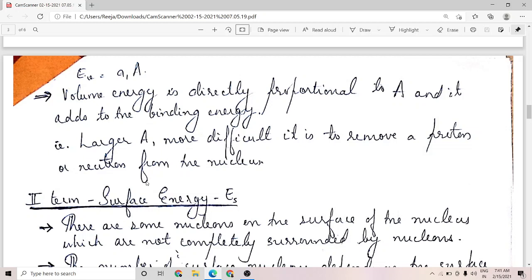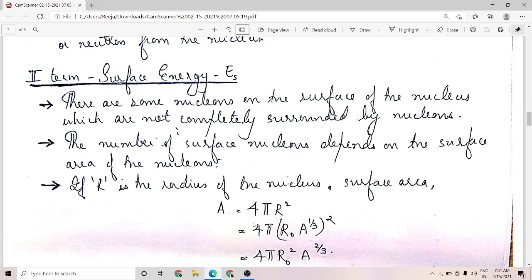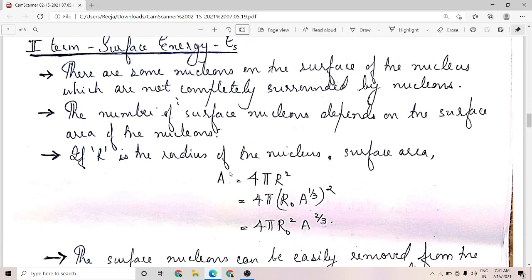But that is not the actual case. Some nucleons will be there on the surface of the nucleus. Now, the number of nucleons on the surface depends on the surface area of the nucleus. Now, if R is the radius of the nucleus, then that is, surface area is equal to this. You should take it as surface area.